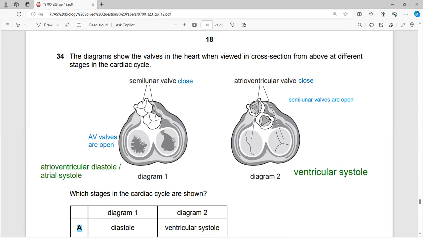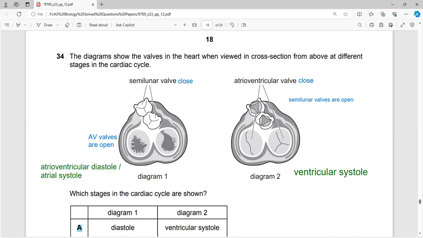So here there are two possibilities. One possibility is atrial and ventricular diastole, meaning the atria and ventricle are both relaxing and the blood is moving from atrium to the ventricle, and the semilunar valves are closed. Why? Because there's a high pressure in the aorta and pulmonary artery.